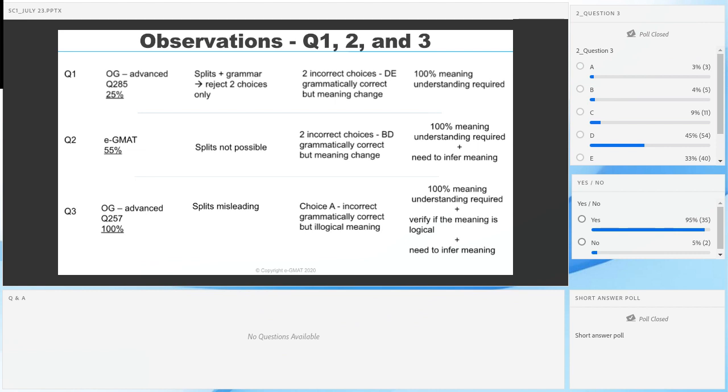Okay, observations. 100% underlined sentence, as we saw. Splits were not possible because the structure of every answer choice was different. We could actually solve this question within 90 seconds if we have that logical clarity about the sentence. Seriously, I'm not saying it just for the heck of it, but that is what the meaning-based approach empowers us to do.